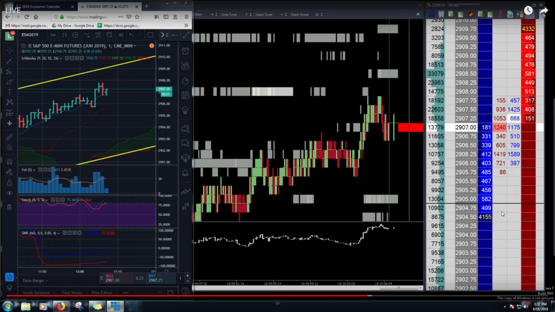For instance, if you look at my depth of market, say 513 contracts at 29.08, that would in turn make this light up. But it's not at this moment in time. Anyways, you'll see as it goes on.